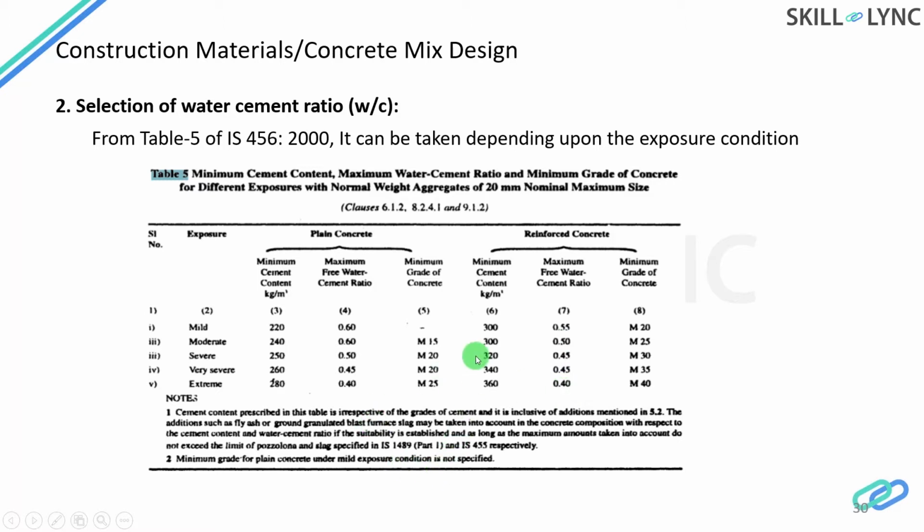So this is how we calculate the water cement ratio as per Table 5 of IS 456-2000. The minimum grade for plain concrete under mild exposure condition is not specified here. You can see here the grade is not specified. So for grade M5, M10 or M7.5, these values can be followed.